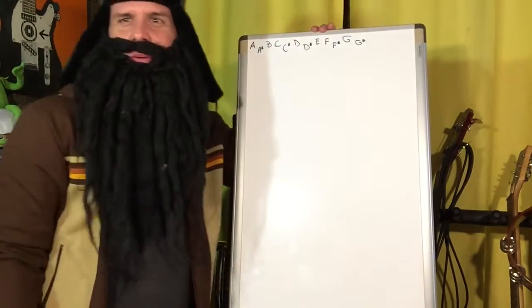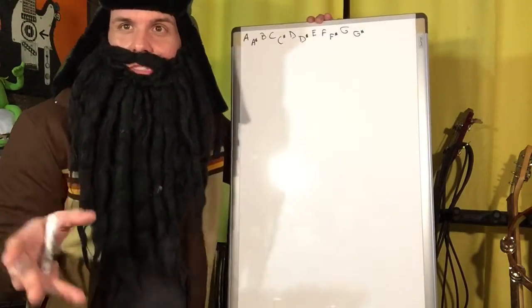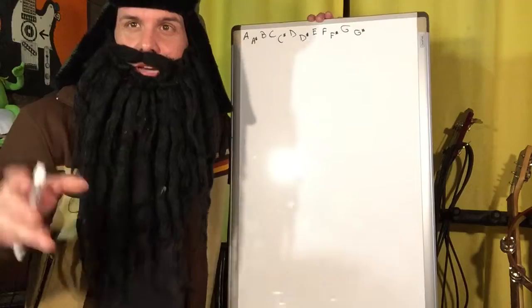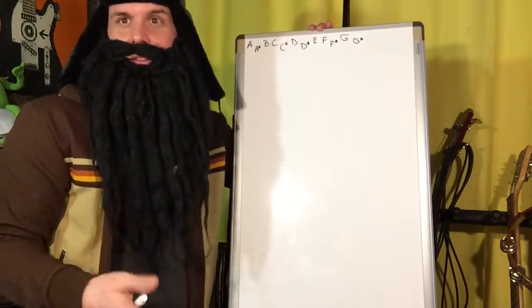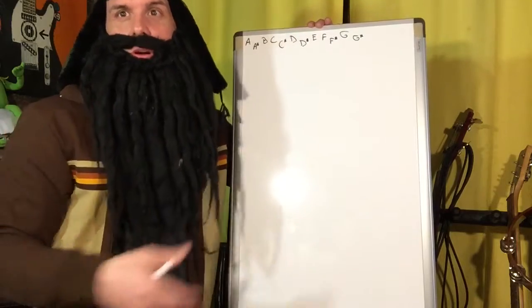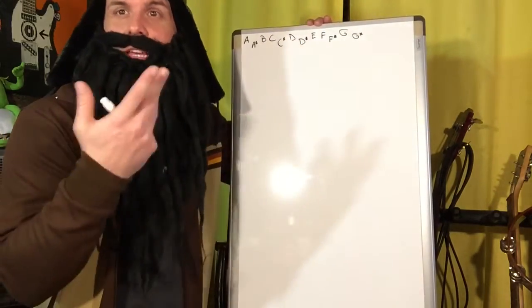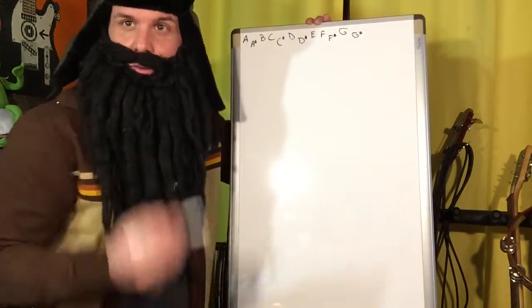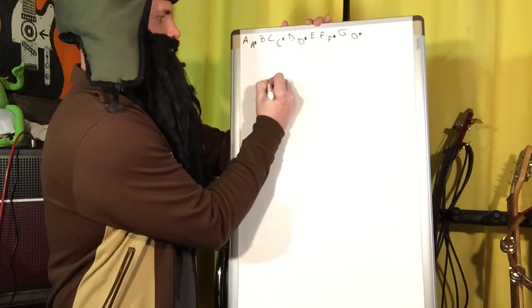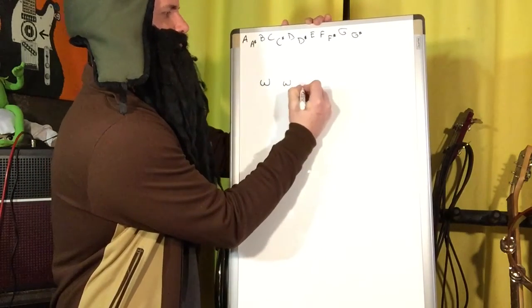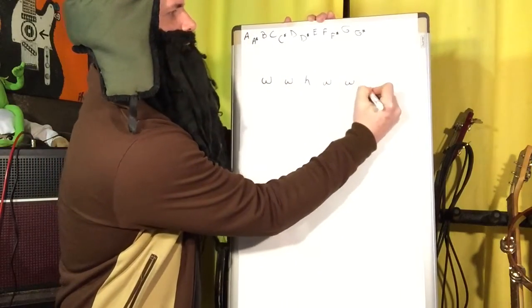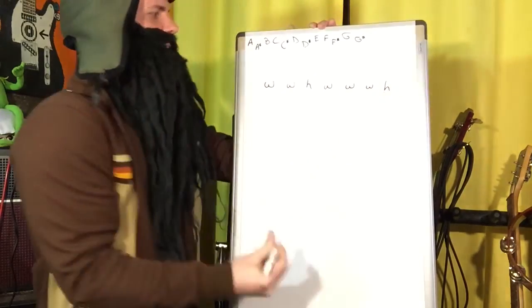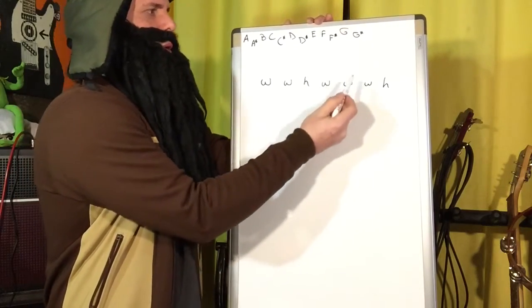Thank you. All right, so we've learned what a whole step and a half step is, and now it's time to learn, in theory anyways, what a major scale is. A major scale is nothing more than a combination of whole and half steps, the pattern of which is whole step, half step, whole step, half step, whole, half, whole, half.